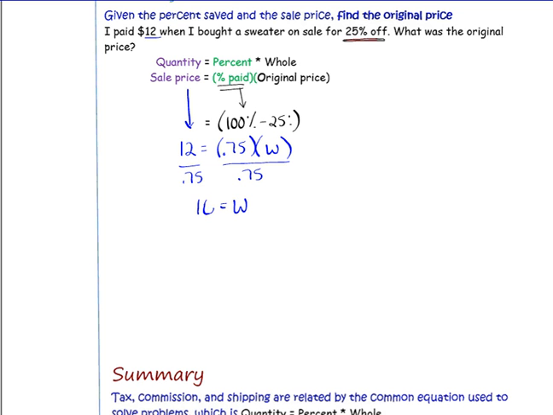And you should have gotten 16. What that means is the original sweater was 100% and it was marked down 25%. So you had to pay 75% of the value. When you paid 75% of the value, the answer was $12. Then you solve it by dividing. So the $16 is the original cost of the sweater. The original cost was $16.